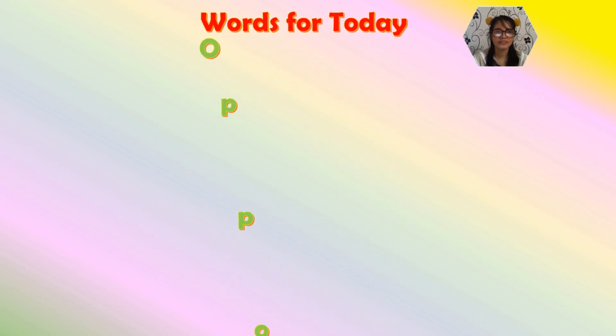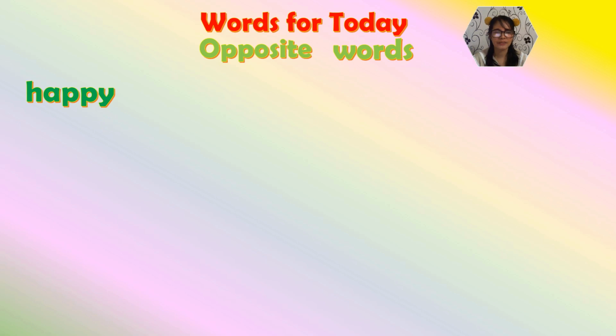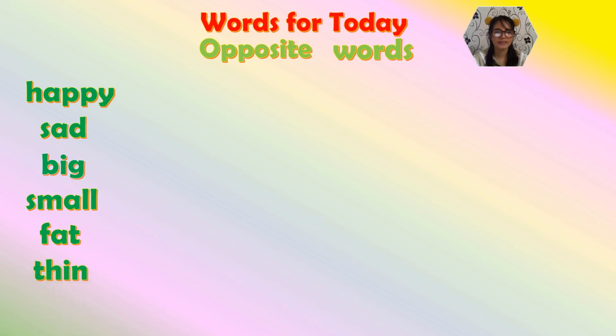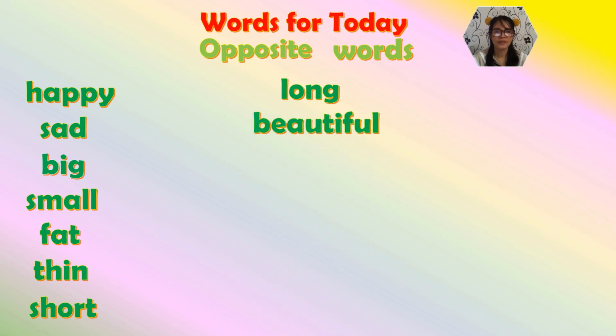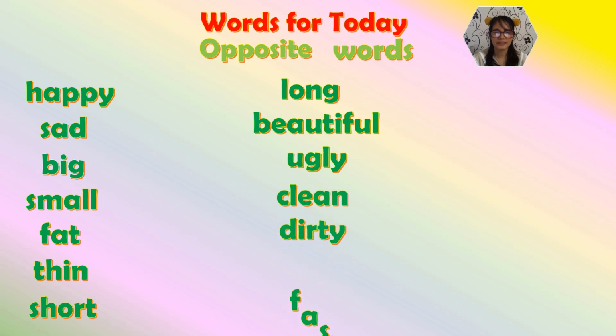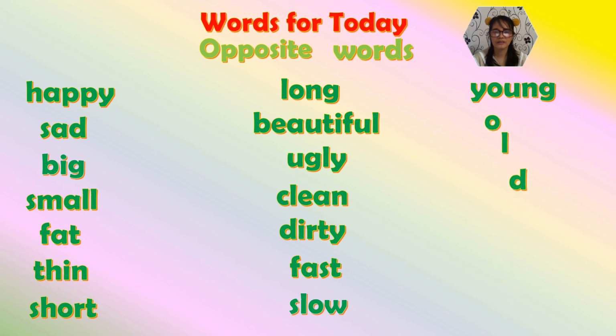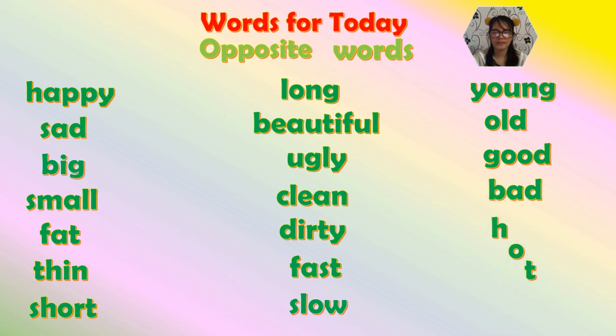Today we are learning opposite words. Happy, sad. Big, small. Fat, thin. Short, long. Beautiful, ugly. Clean, dirty. Fast, slow. Young, old. Good, bad. Hot, cold.